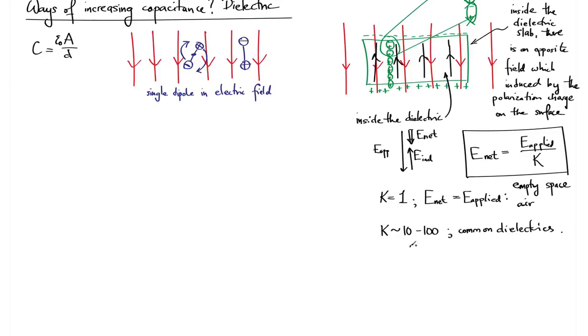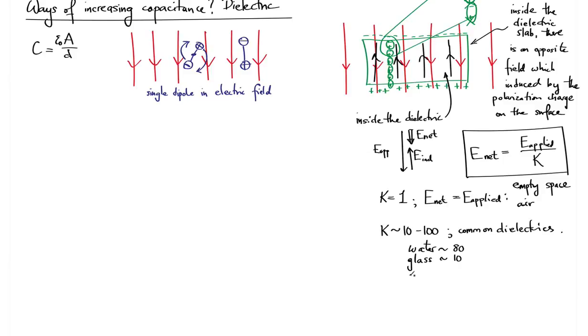So for instance, water is about 80. Glass, depending on the kind of glass, is sort of on the order of about 10. For instance, there's a particular material called strontium titanate, which I actually work on in my own research, and that can have a dielectric constant close to 1 million.